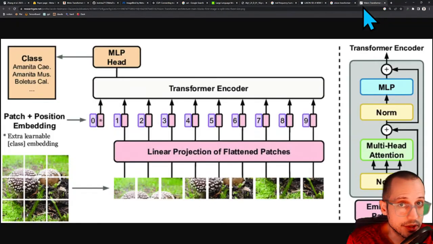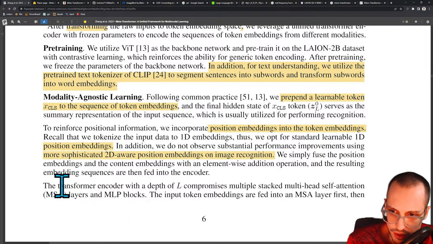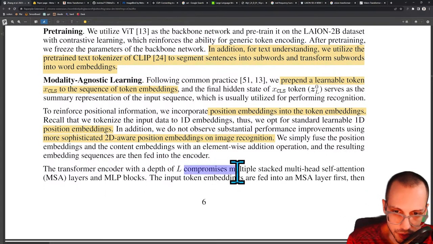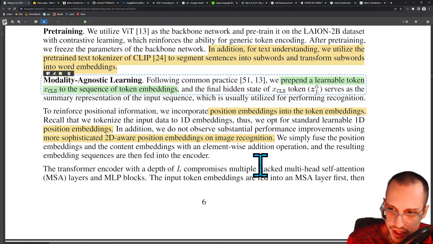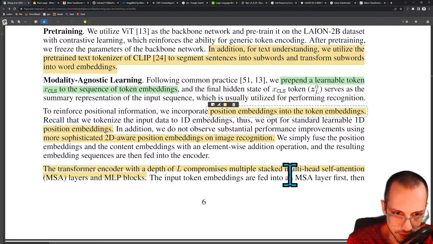Okay, so basically similar to what's happening here, right? They're fusing, concatenating these two, and then sending it. The transformer encoder with a depth of L comprises, I think that's what they meant, multiple stacked multi-head self-attention layers and multi-layer perceptron blocks. And this is a pretty standard transformer encoder, right? Multi-head self-attention, and then you have your linear projection layers, or your multi-layer perceptrons.